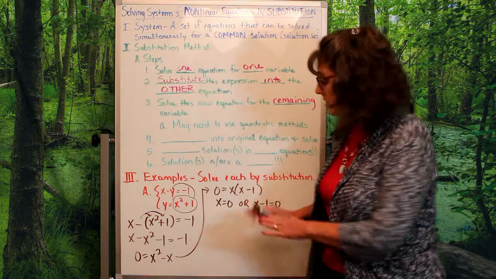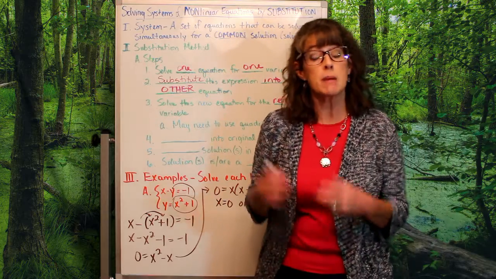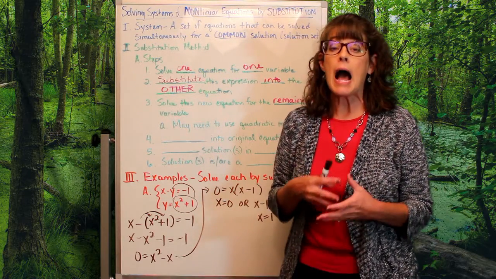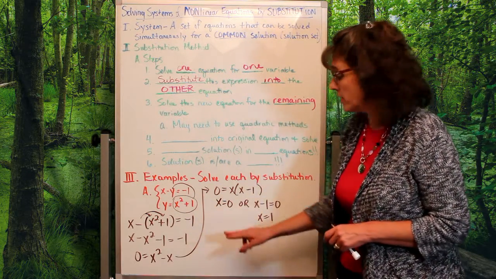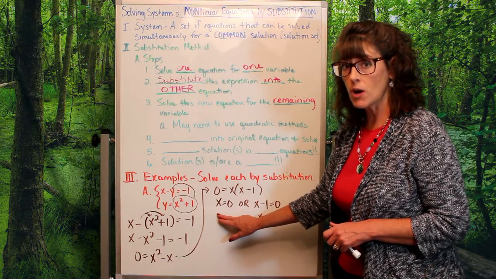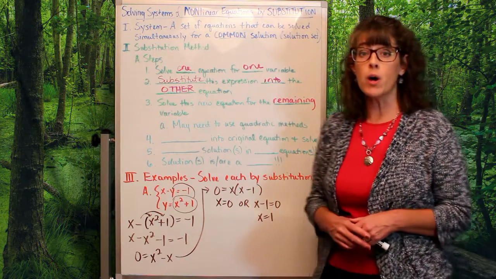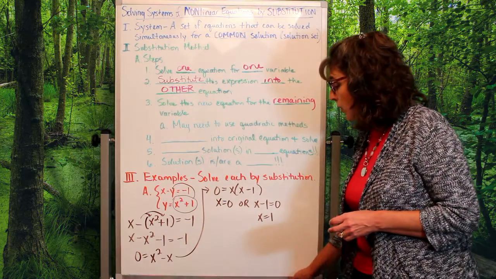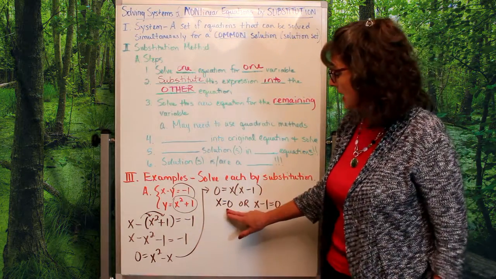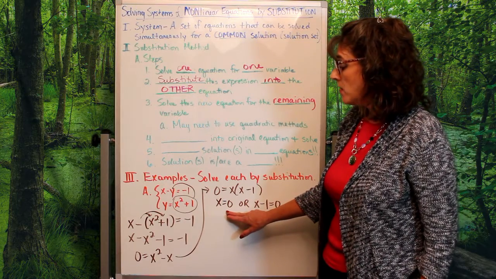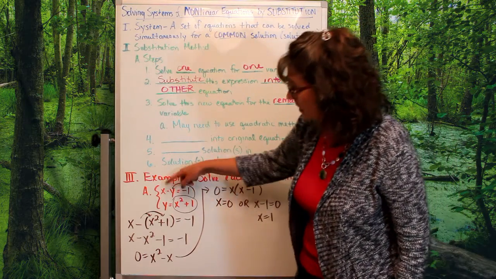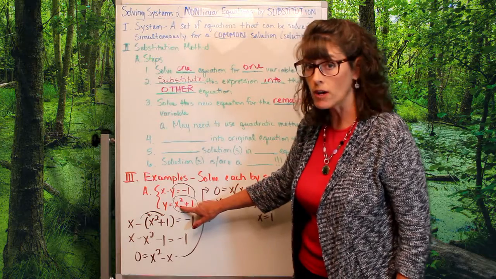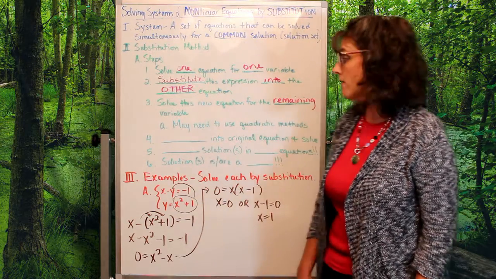But remember, this is not my solution, because my solution is going to be a point in the 2D coordinate plane. I just now know I've got 2 points, one with an x coordinate of 0, the other with an x coordinate of 1. So I need to figure out the y coordinates for each one of these. If this x is 0, that means I can take that 0 and substitute it back in here or here, either one, and figure out what the y value is.